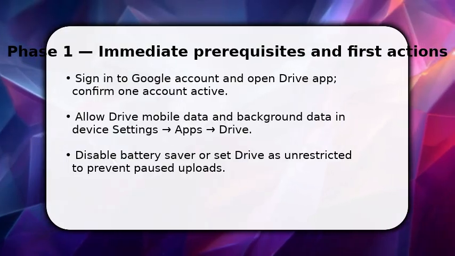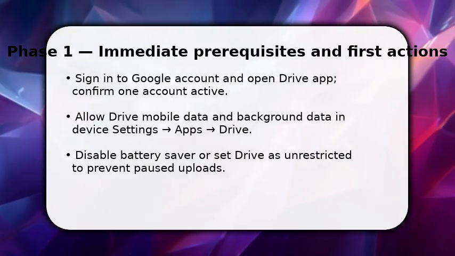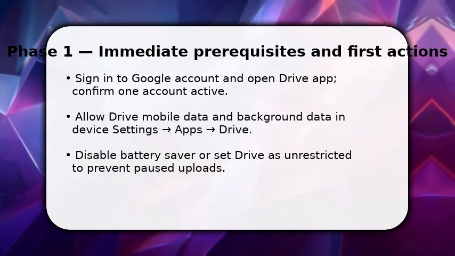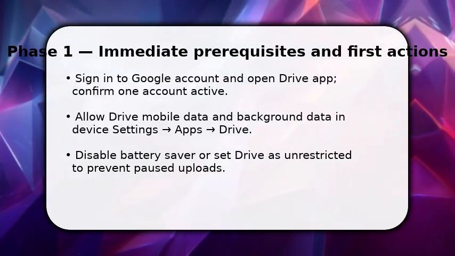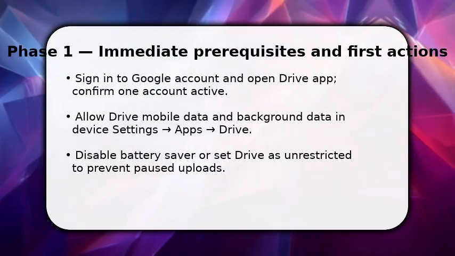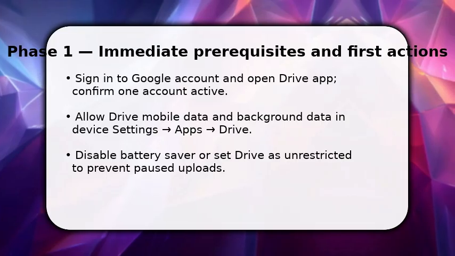You'll start by making sure your account is ready and Drive can use cellular. Sign in, then go to your phone's settings > apps > Drive. Allow mobile data and background data so uploads aren't blocked. Next, disable battery saver or mark Drive as unrestricted. Otherwise, the system will pause transfers when the screen is off.